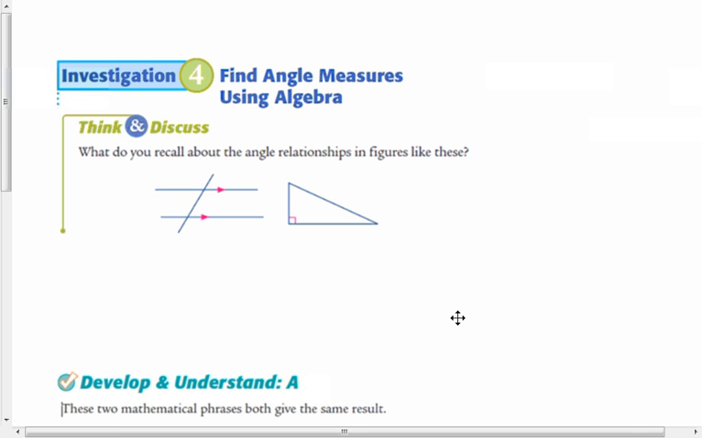Hey students, this is lesson 514. In this lesson, we're going to learn how to find angle measures using algebra. So we're going to learn how to represent missing angle measures using algebra.